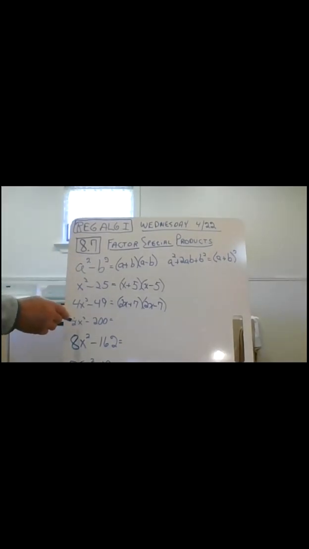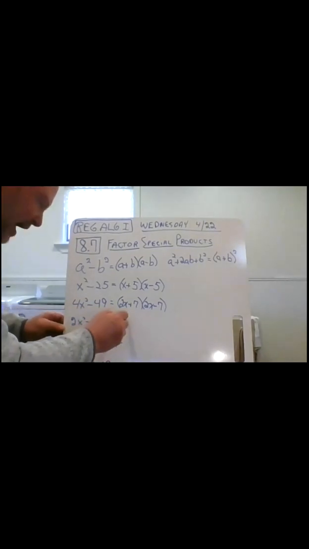Next one, 2x squared minus 200. If you look at this, you can see it's not a difference of squares. 2x squared is not a square, and 200 is not a perfect square. But what you have is what you're supposed to look for first, a greatest common factor. That's the first thing you need to do here. Take out a 2. That's the greatest common factor.